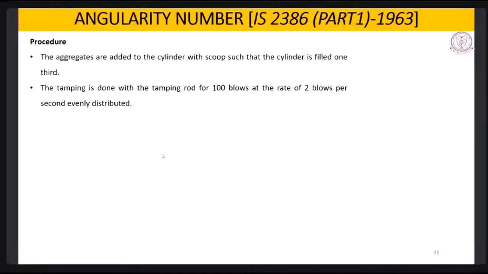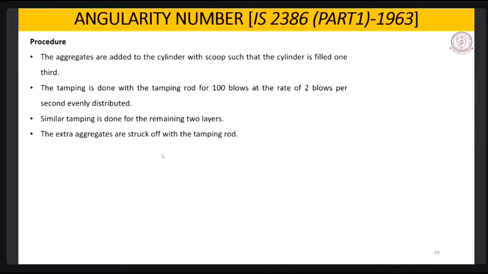It should not be that you tamp at only one position. It will create a depression there and won't give accurate results. I am telling this on behalf of every test: the tamping should be done uniformly, not at any single place. So uniform tamping is necessary. Similar tamping is done for the remaining 2 layers. For the extra aggregates, as I told you, we just roll a tamping rod over the surface of the aggregate so that the surface becomes smooth.